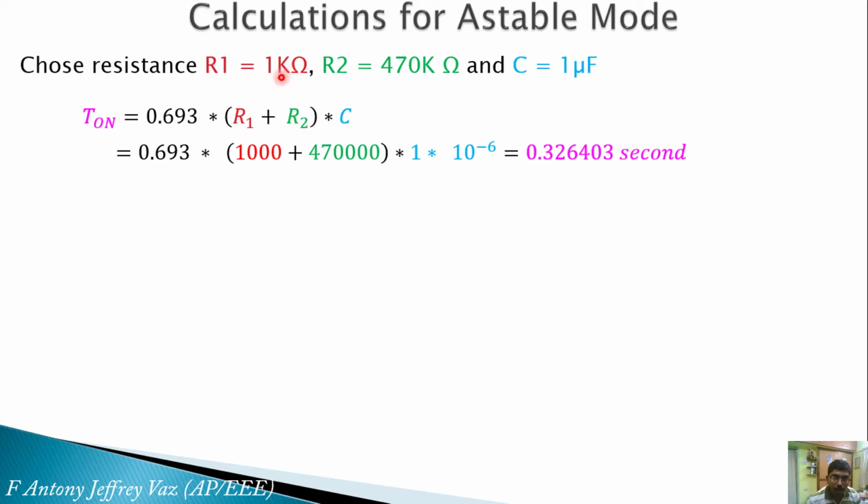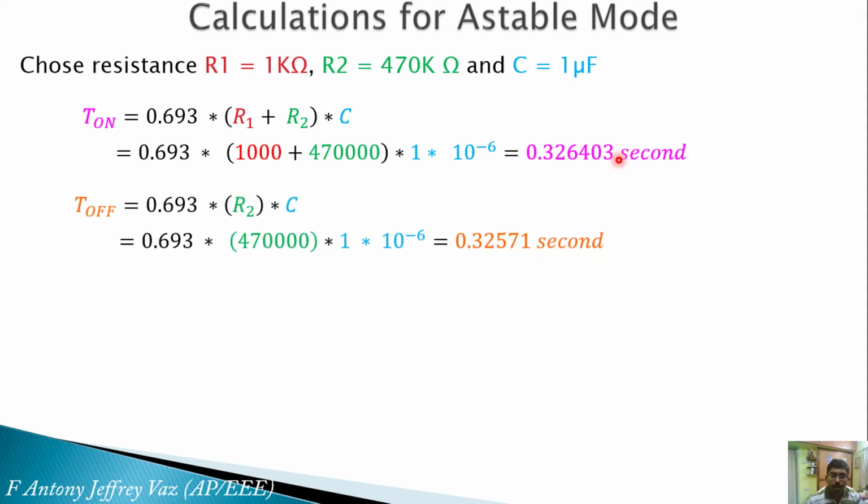Now we are substituting the resistances R1, R2 and C in the equation. R1 is equal to 1 kilo ohm, that is 1000 ohms, and R2 is equal to 470,000 ohms, which is 470 kilo ohm converted into ohms, and capacitance is 1 microfarad. We should convert it into farad, so 1 into 10 power minus 6 farad. Micro stands for 10 power minus 6. Then calculating this equation, we find that T on time is equal to 0.326403 seconds. That is, the on time of the square wave is 0.326403 second.